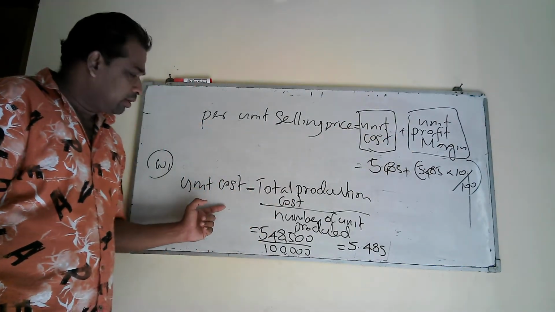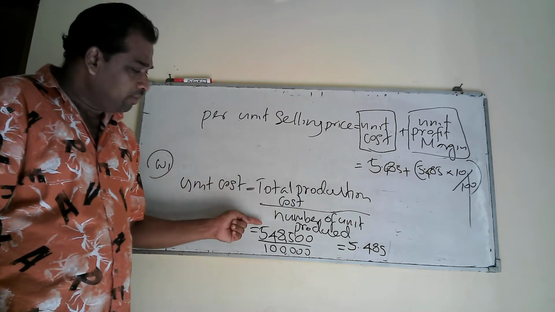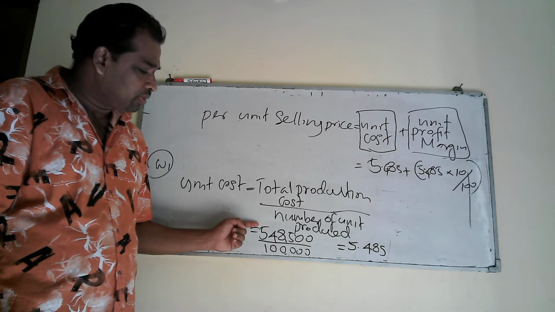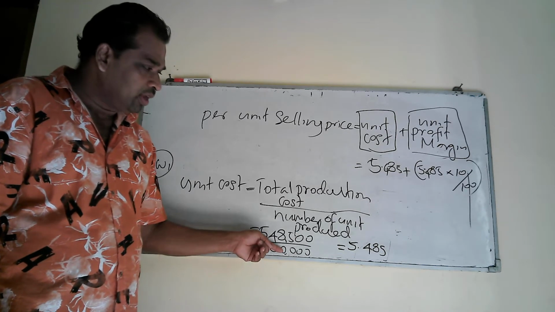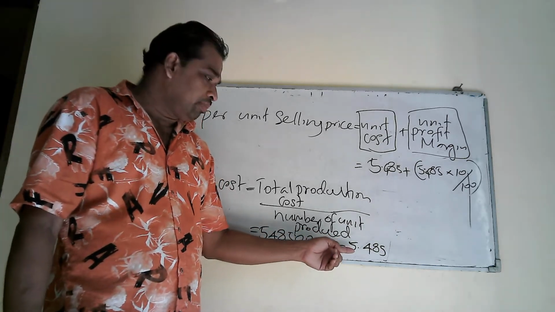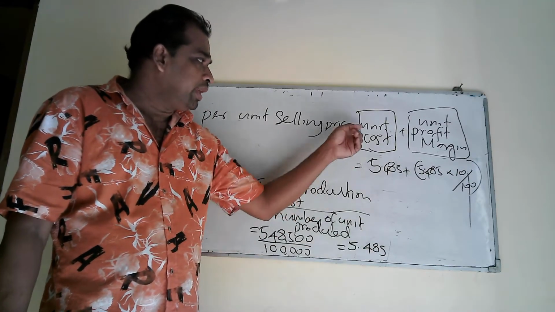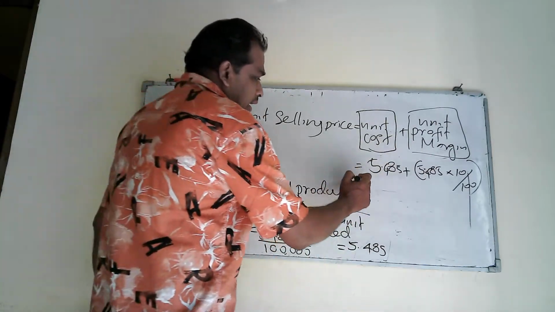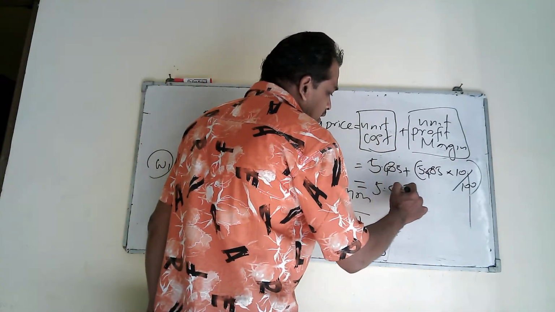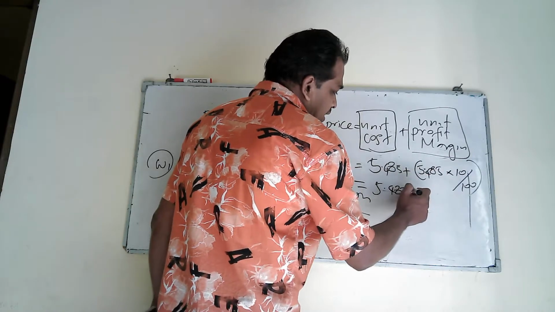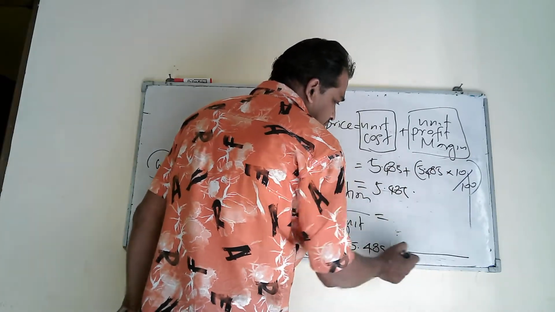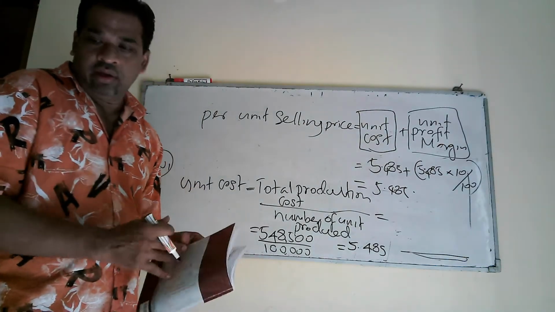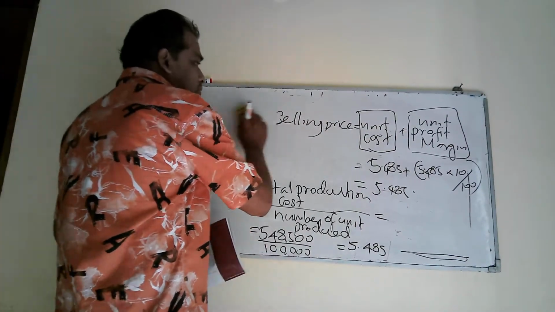We calculated unit cost: total production cost divided by number of units produced during the period. Total cost 548,500 divided by 100,000. We got per unit cost 5.485. Then we apply here unit cost 5.485 plus we take 10% from that. Then you can calculate 10% from this and take the final answer.